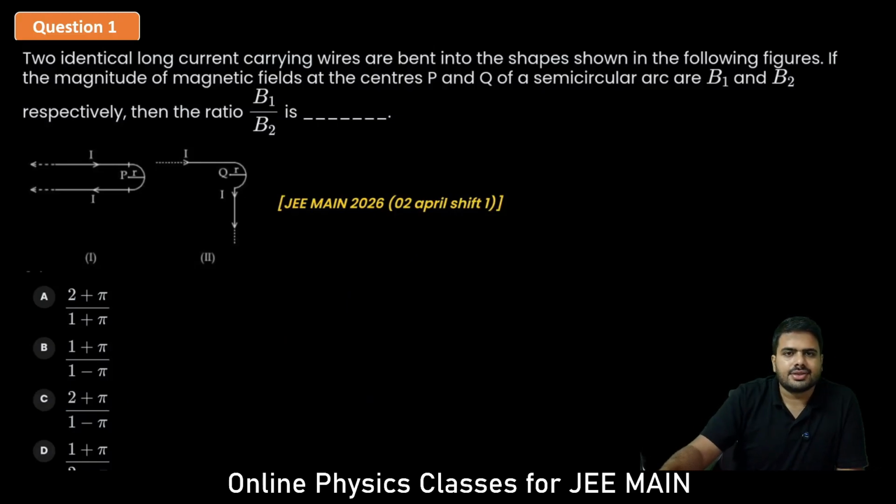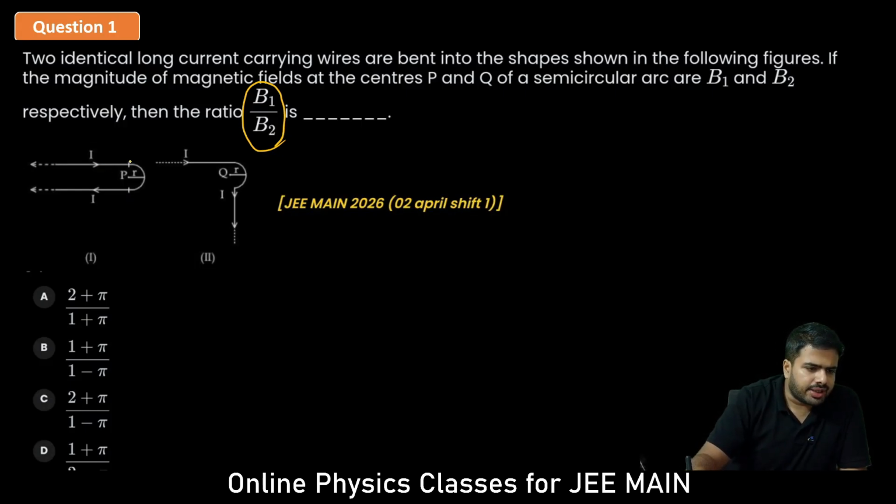Okay, so here you can see the first question. Going directly into the picture, whatever the diagram is given, you can see that here they're asking about the ratio of magnetic field B1 and B2. So it's a very simple question. It's from the application of Biot-Savart law.